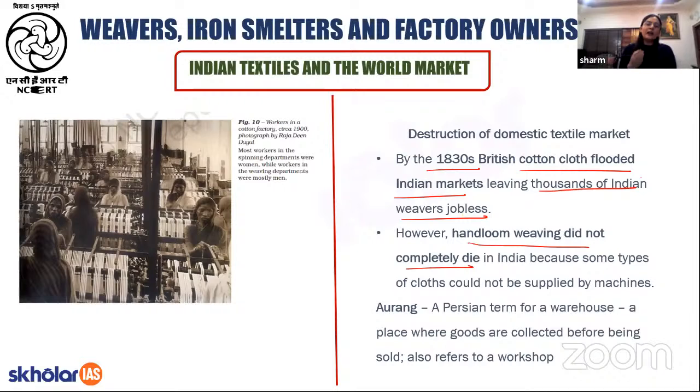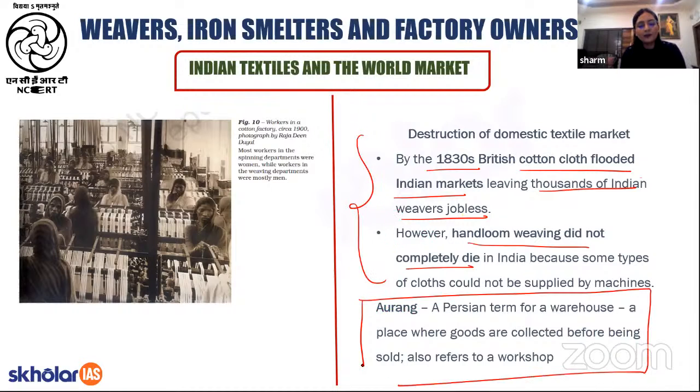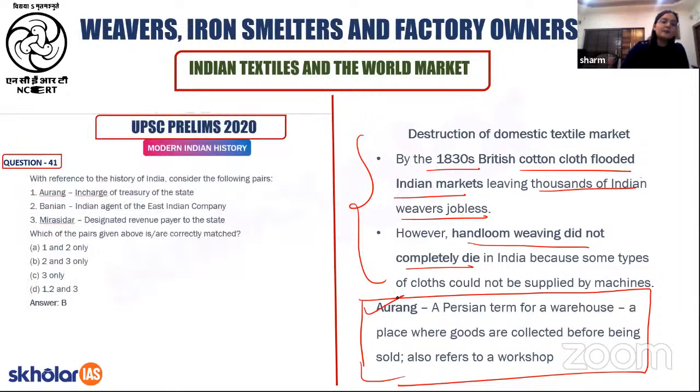So till here we have understood how the Britishers purposely destroyed the international and the domestic textile market of our country between the late 18th century and the beginning of the 19th century. Now, students, I would like to tell you one very important point: once you read these points in your textbook, there is a box in which a particular term is given, and the term is known as orang. Now, why is this term important, students?